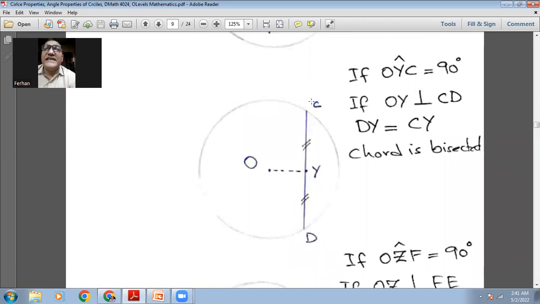Here we have CD, a chord, and O is the center, and OY is the line segment from the center onto the chord. If this angle OYC is 90 degrees, then this chord will be divided into 2 equal parts, and Y will bisect this chord. So CY will be equal to DY in length. The chord will be bisected into 2 equal parts.